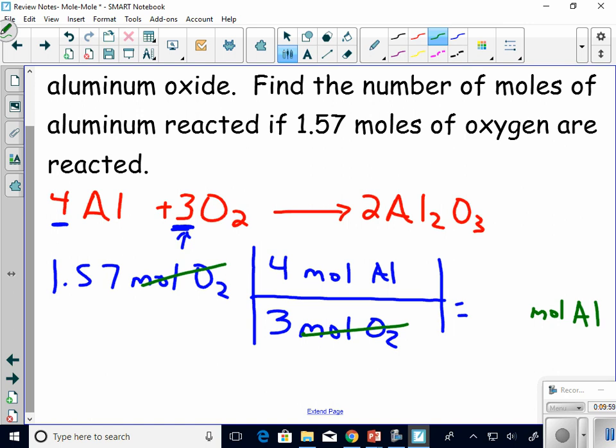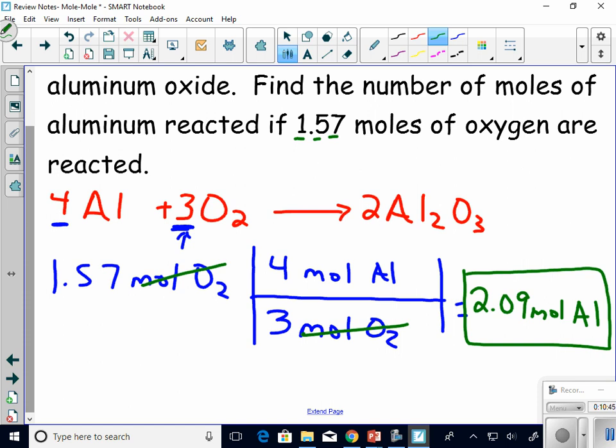So all I have to do now is my math. I take the 1.57. I multiply that by 4. And then I take that value and divide it by 3. How many sig figs? I go back to my original problem. How many sig figs do I have there? 3. So I'm going to have 3 sig figs in my answer. So my answer is going to give me 2.09 moles of aluminum.